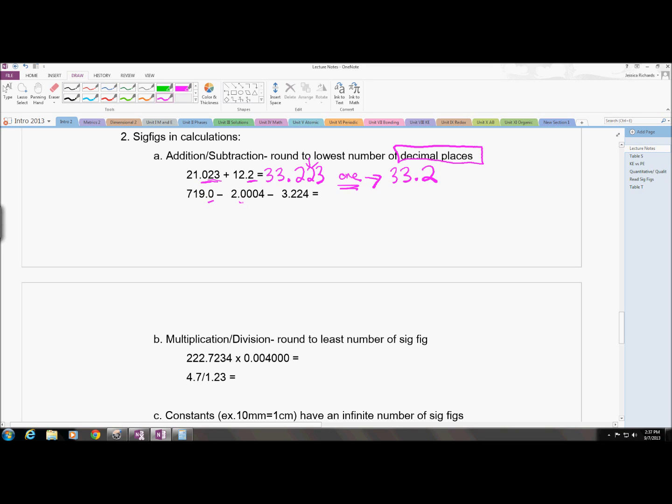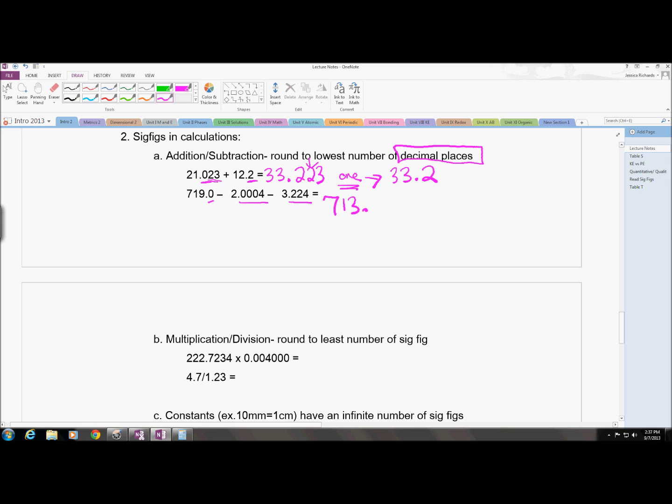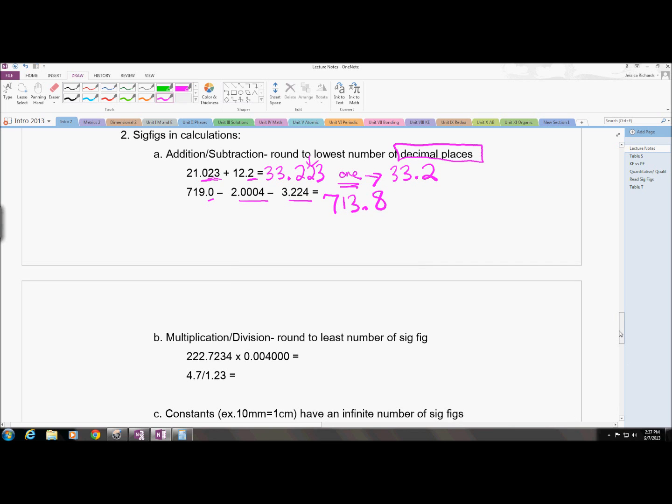1 decimal place, 4 decimal places, 3 decimal places. My answer can only have 1 decimal place. So 719.0 minus 2.0004 minus 3.224 equals, okay, 713.7756. I can only have 1 decimal place. Here's the 7. The next number is a 7, so I'm going to have to round that up. So my answer is going to be 713.8. That's normally not a problem as long as people remember they are adding and subtracting.